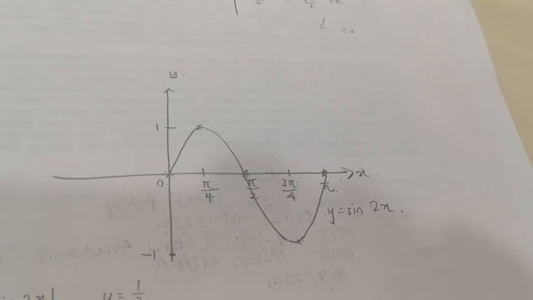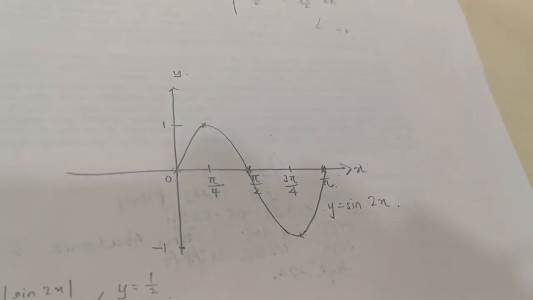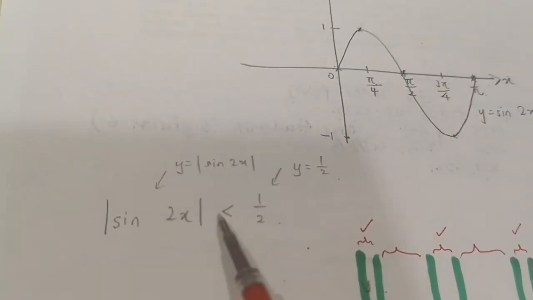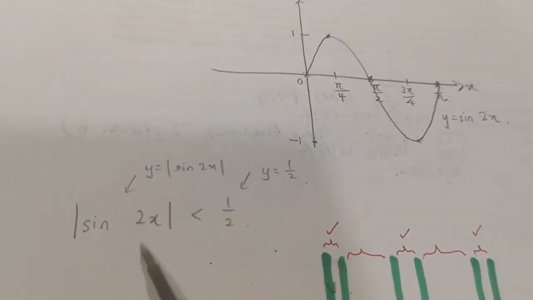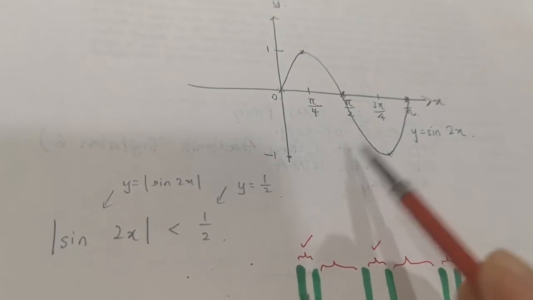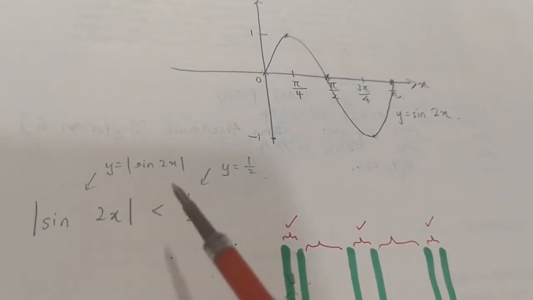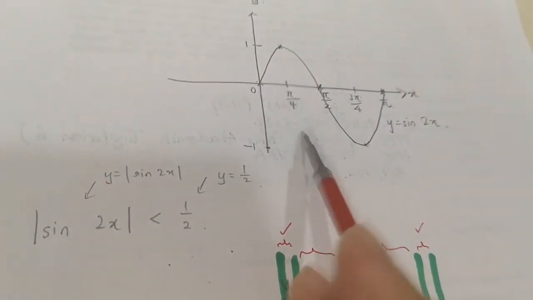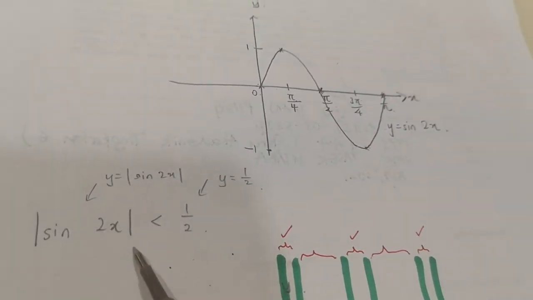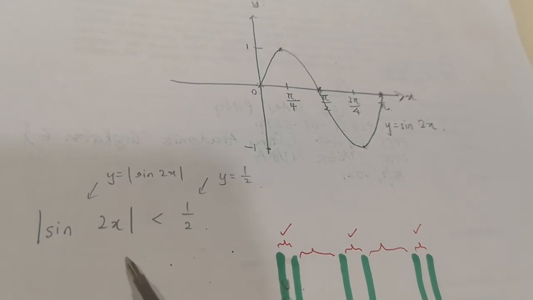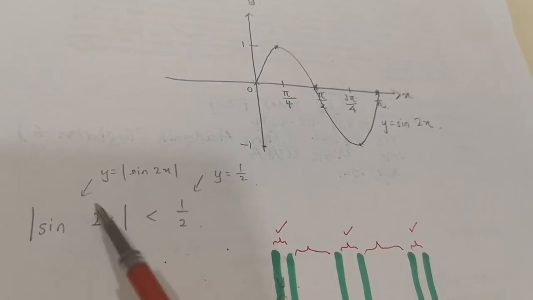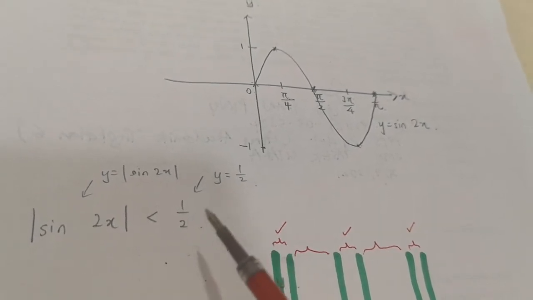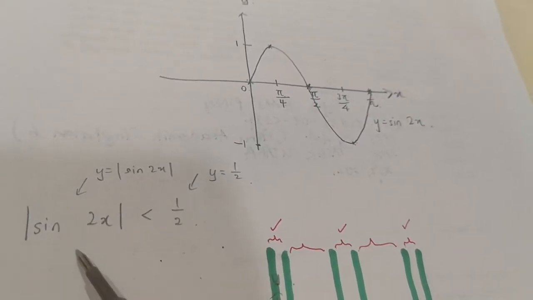After that, the question asks you, hence solve the inequality. You need to solve this one. Hence means you must use the graph above to solve the question below. When there is the word hence, it means you must use the answer above to solve the given question. So you need to sketch this graph, and then the other graph on top of it.